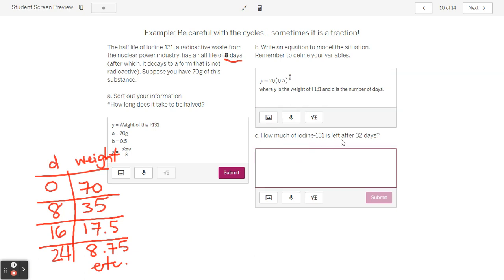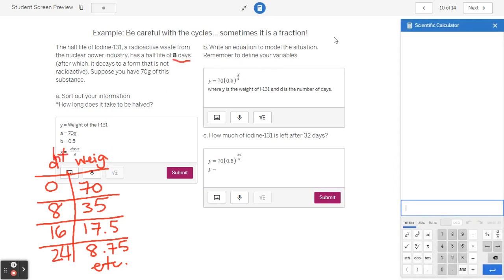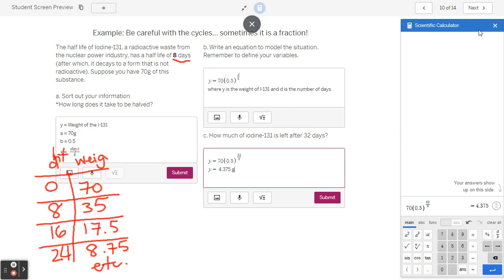So how much iodine 131 is left after 32 days? We're going to substitute it into the equation. Y is equal to 70 times 0.5 to the power of 32 over 8. Let's throw that into the calculator. 70 times 0.5 to the power of 32 over 8. y is equal to 4.375 grams.